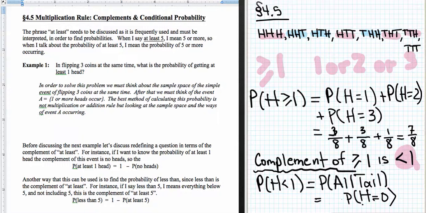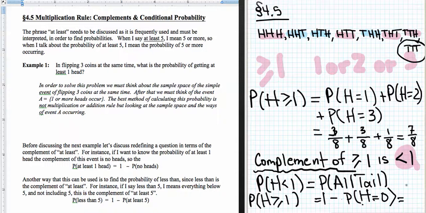So 1 minus the probability there. This is the probability that the number of heads is at least 1, which is equal to 1 minus the probability that we have 0 heads. So the probability of having 0 heads, that's the only place that that happens.